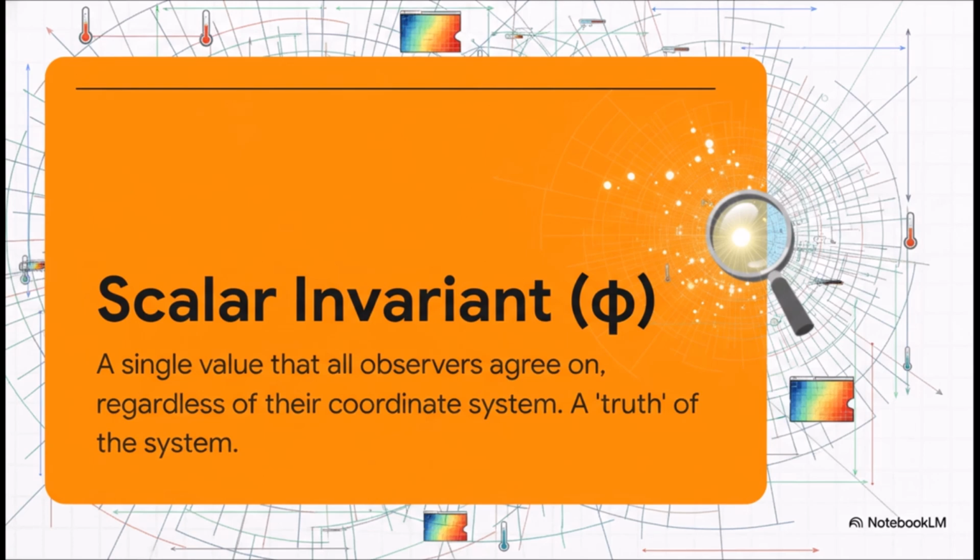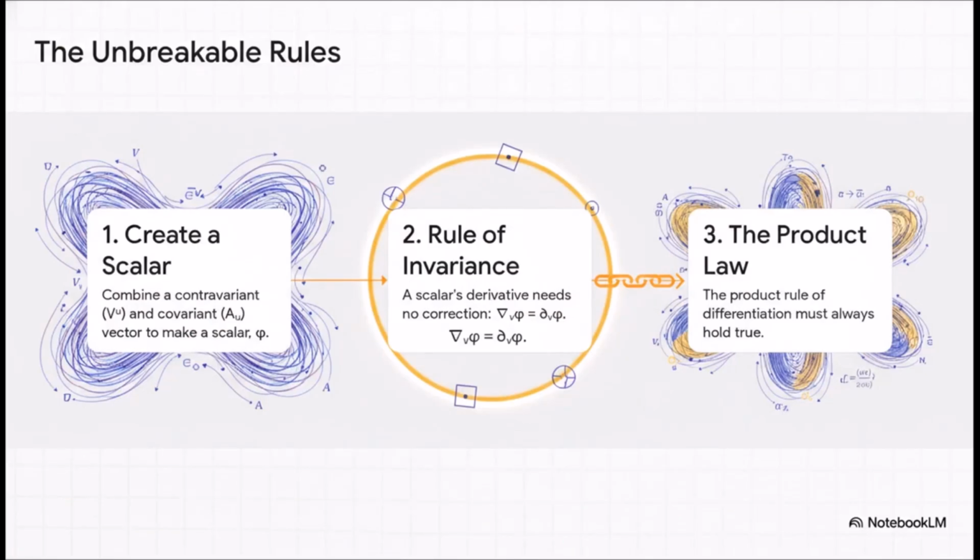The temperature at a specific point in a room is a perfect example, right? It has one real value. It doesn't matter if you measure in Celsius or Fahrenheit, or if your grid is skewed, the underlying physical reality of that temperature is the same for everyone. It's invariant. So here's the absolute masterstroke. It turns out you can create one of these perfect invariant scalars by pairing our two different types of vectors together. And doing that sets up a little puzzle with two unbreakable rules.